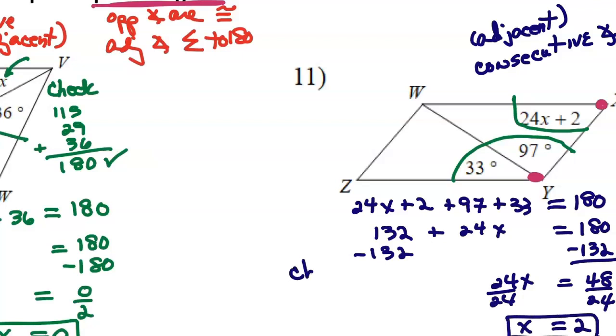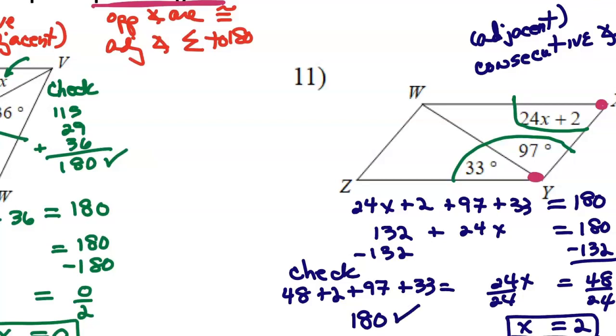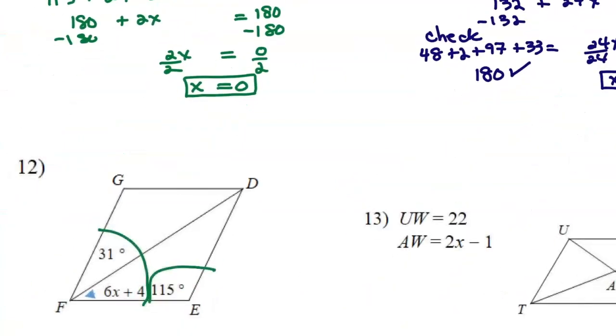Okay, so can I check my work? Yes, I can. If you want to check, you're going to plug in the 2 for the x. 2 times 24 gives you 48, plus 2, plus 97, plus 33. If you add them all up, that's 50, that is 83, and 97 makes 180. And that's what I needed. So I know now that my x value of 2 is correct.